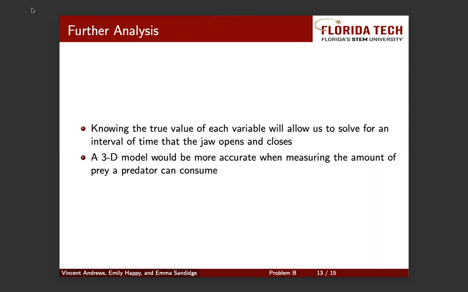So some other further analysis we had, if we knew the true values of the forces of each muscle in the jaw, the mass of the predator, and the damping force, we would have been able to get a numerical value for the total time it takes a predator to fully open and close its jaw. Some next steps might include creating a 3D model using the area of the mouth and the volume of the water entering the mouth. It might be more accurate if we wanted to measure the amount of prey a predator can consume.